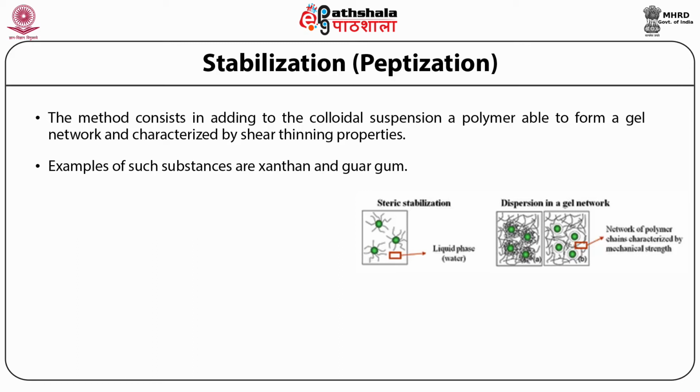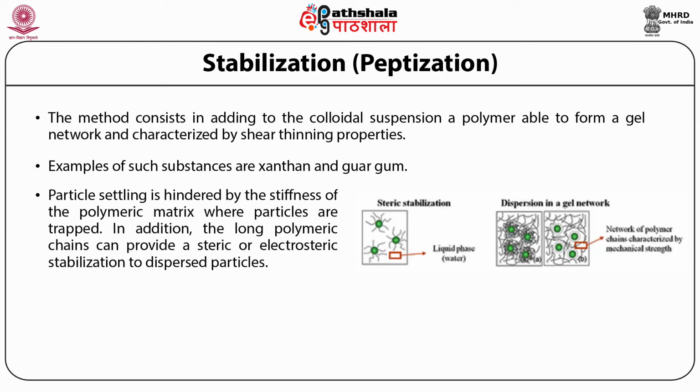The left figure shows the steric stabilization, which shows the liquid phase in water, whereas on the right hand side it shows the dispersion in a gel network. The particle settling is hindered by the stiffness of the polymeric matrix, where particles are trapped, and in addition the long polymeric chains can provide a steric or electrosteric stabilization to dispersed particles.